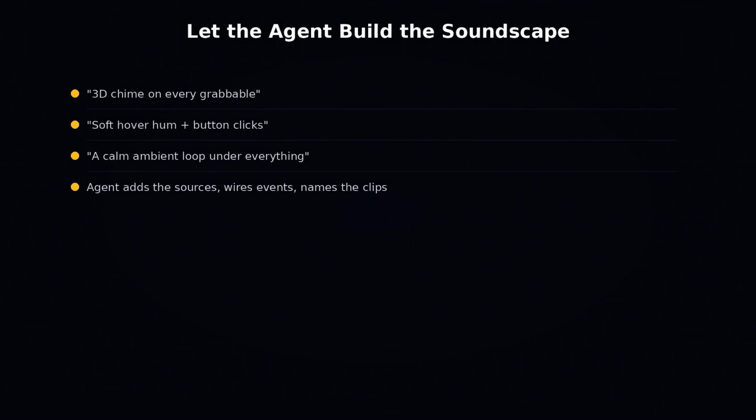Let your agent build the whole soundscape. You say, give every grabbable object a 3D chime when grabbed, add a soft hover hum, add a calm ambient loop that plays under everything, and a gentle click on every button. Keep the volumes balanced so nothing is harsh. The agent adds the audio sources, wires the events, and tells you which clips to assign.